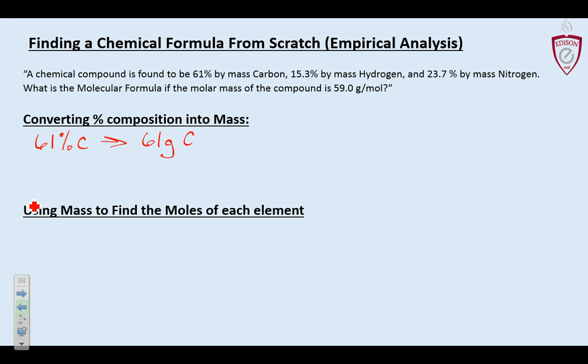If I assume 100 grams, that percent just turns right into grams real nicely. 15.3% hydrogen turns into 15.3 grams of hydrogen. And then for nitrogen, 23.7% turns into 23.7 grams nitrogen. Okay, so grams. Let me give you a little space to work with here.